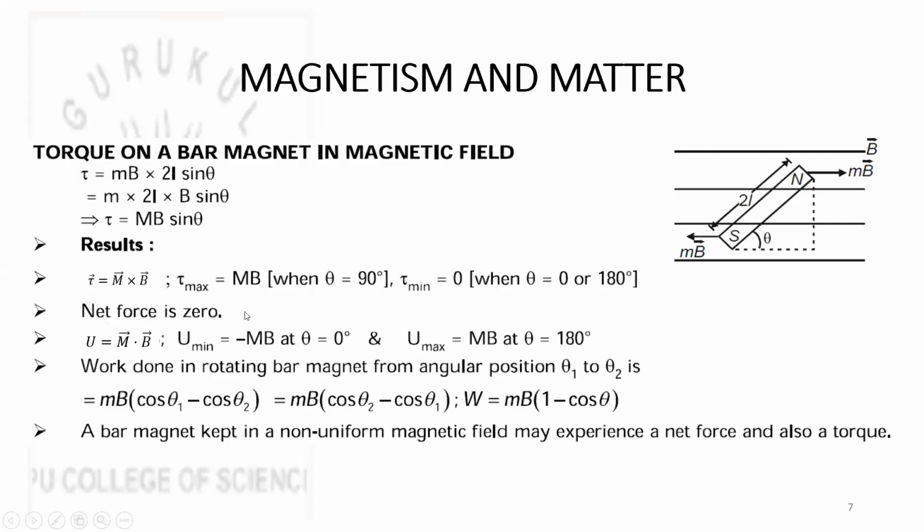Then the net force on the bar magnet in this condition is 0. And the potential energy of the bar magnet is a dot product of magnetic dipole moment and magnetic field, that is U is equal to M vector dot B vector. And U minimum, the minimum value of potential energy of the magnet, is minus MB, which is at theta is equal to 0 degree position, which is called the most stable position of the bar magnet. And its value is maximum, equal to capital MB, at an angle of theta is equal to 180 degrees.